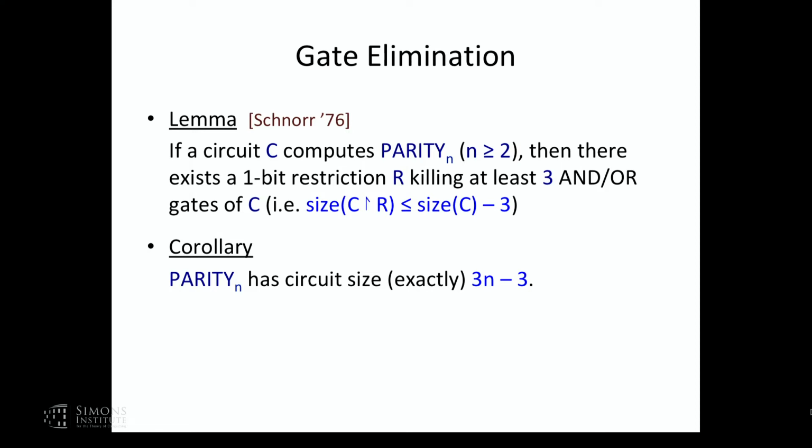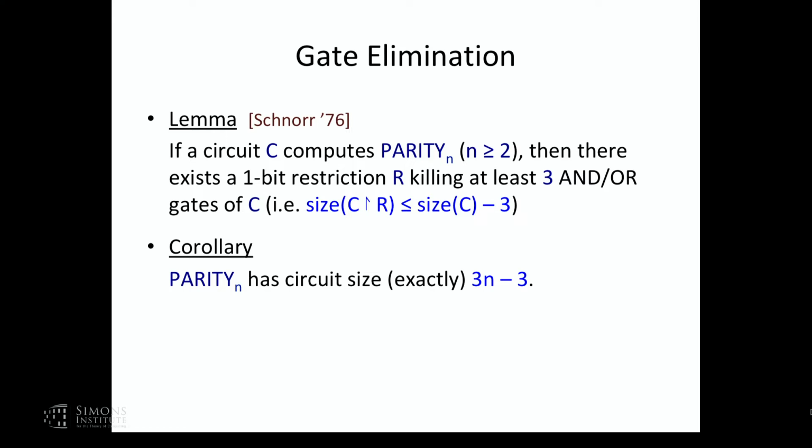And as a corollary of this lemma, note that when you apply a 1-bit restriction to parity, you get back parity, either parity of n minus 1 bits or the negation of parity of n minus 1 bits. And this lemma would apply to 1 minus parity as well. So as a corollary, we get a lower bound of 3n minus 3. And this turns out to be tight. So there's a matching upper bound. I'll leave this as an exercise.